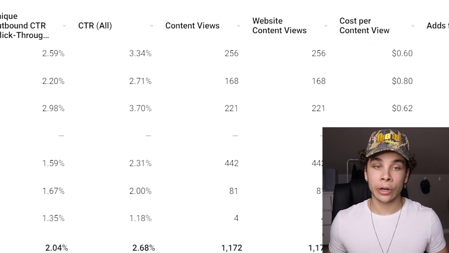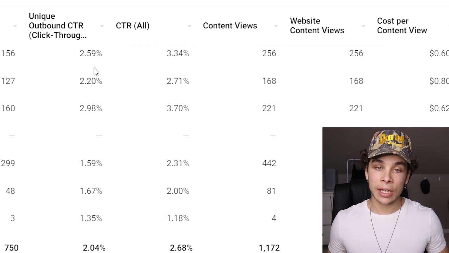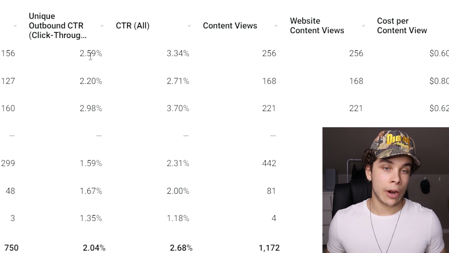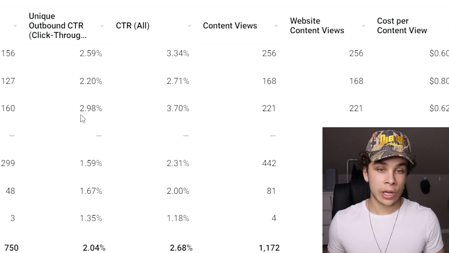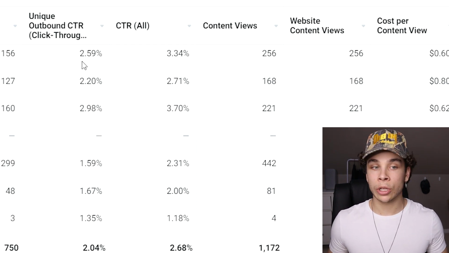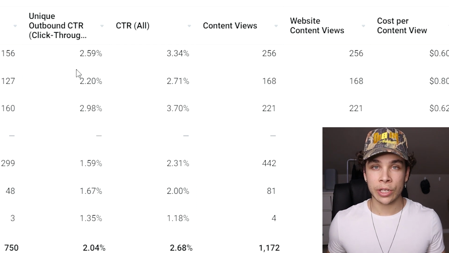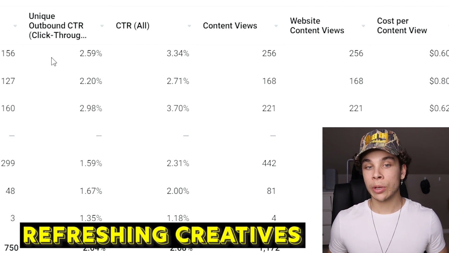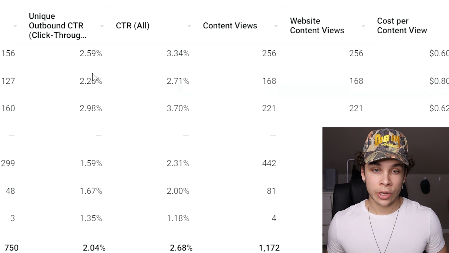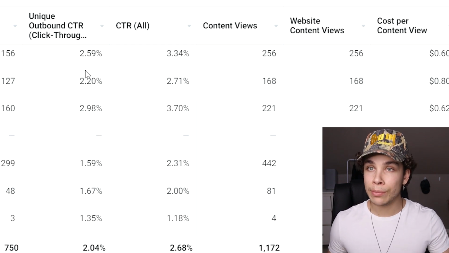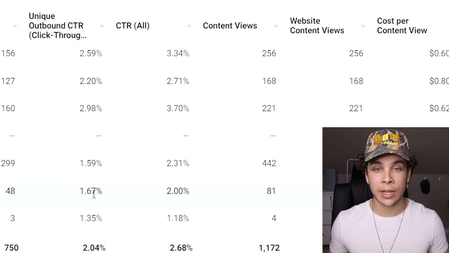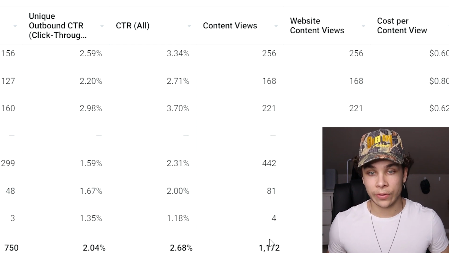As we continue along here, the next thing we're looking at is that unique outbound CTR again. And at least for these three that are turned on, they're all above 2%. This one here is pretty much 3%, and this one's well over 2%. So that's pretty solid. Again, though, we're constantly gonna be refreshing creatives and testing new things. That's something we should definitely do regardless, and try to get that CTR up into the 3, maybe even the 4 range if possible, because that's when we're gonna start to see real significant profits.